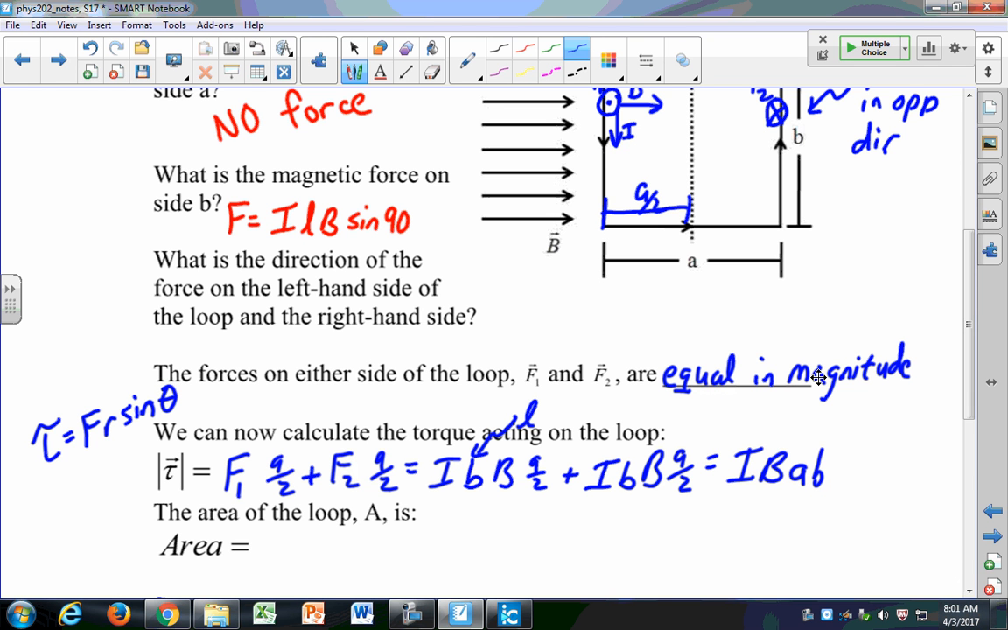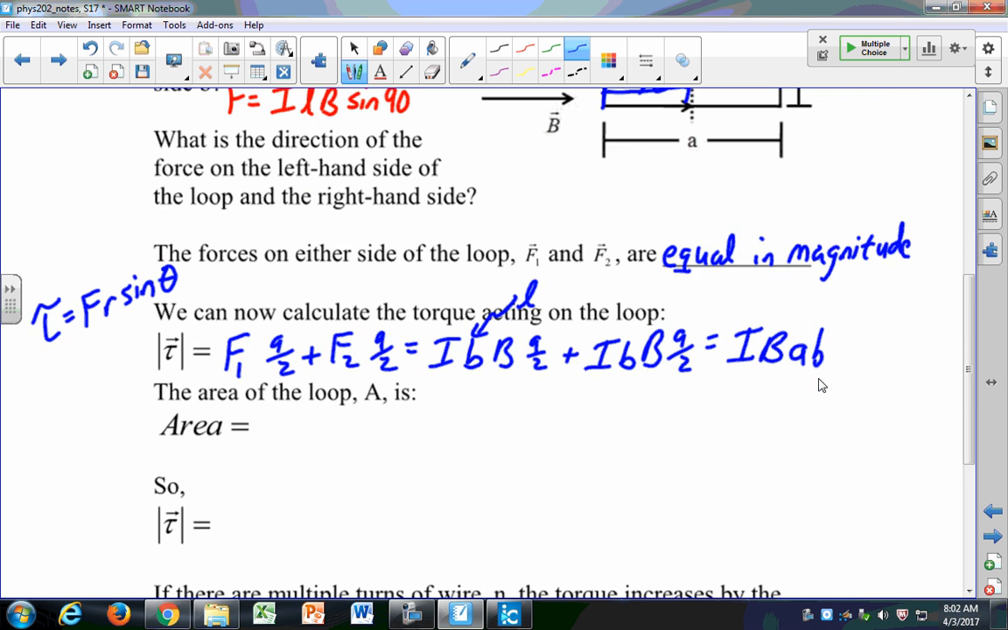All right, so I haven't done anything really that we haven't seen before. Let me step back through again. This is our torque, force times the moment arm. Force times the moment arm again, because I have two sides, two forces. I add them up, or rather I replace my force with ILB sine theta, but since theta is 90, that goes to 1. So this is I times L times the magnetic field, and then this is our moment arm again. And these all add up to be I times B times A times B.